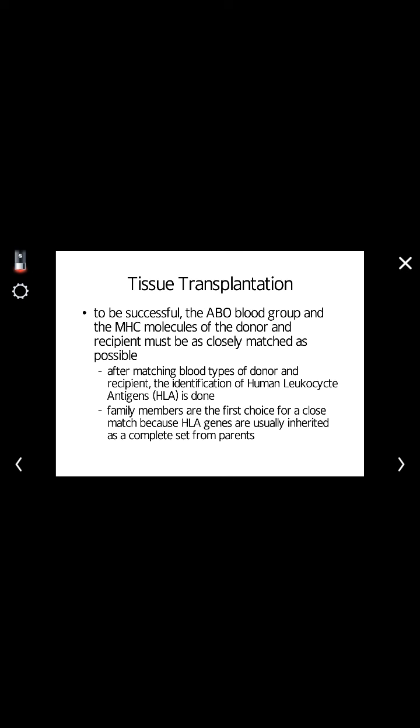For tissue transplantation to be successful, the ABO blood group and the MHC molecules of the donor and recipient must be as closely matched as possible. After matching blood types of donor and recipient, identification of human leukocyte antigens is done. Family members are the first choice for a close match because HLA genes are usually inherited as a complete set from the parents.